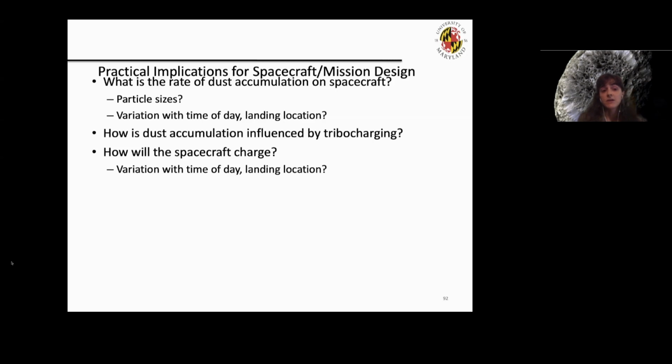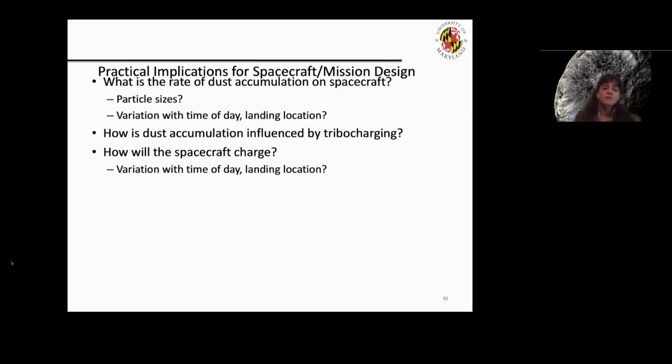The next big unknown is how is dust accumulation influenced by tribocharging? Basically, any activity that your spacecraft participates in on the surface is going to cause tribocharging. If you charge up the grains more, is that going to increase your rate of electrostatic lofting? And will those lofted particles end up accumulated on your spacecraft? Or will they end up being levitated? These are things we'd like to know.